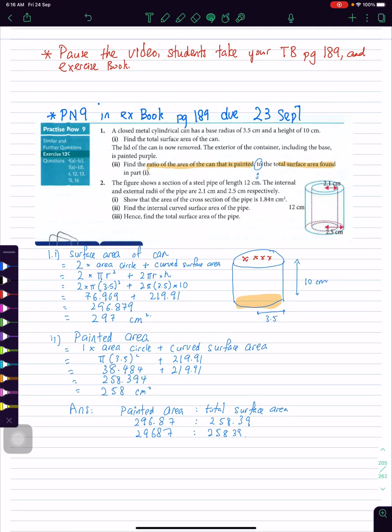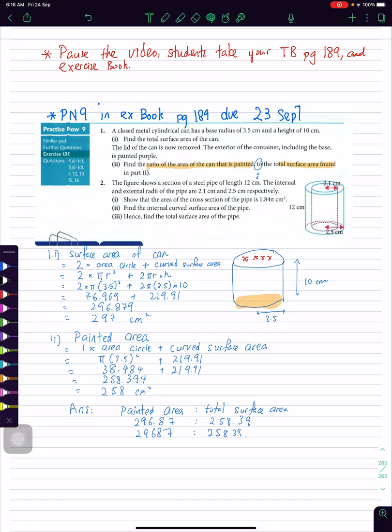Right, good morning everyone. Teacher, please pause the video and allow students to take out their textbook. Some of them have left it outside in the locker. Turn to page 189 as well as take out your exercise book.